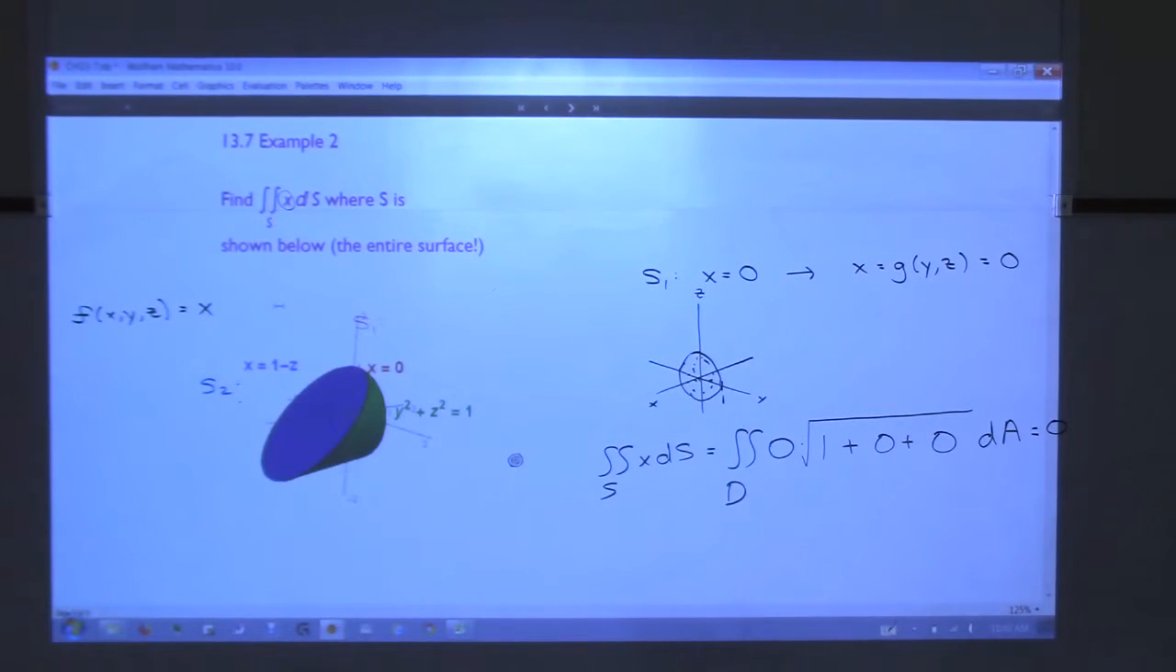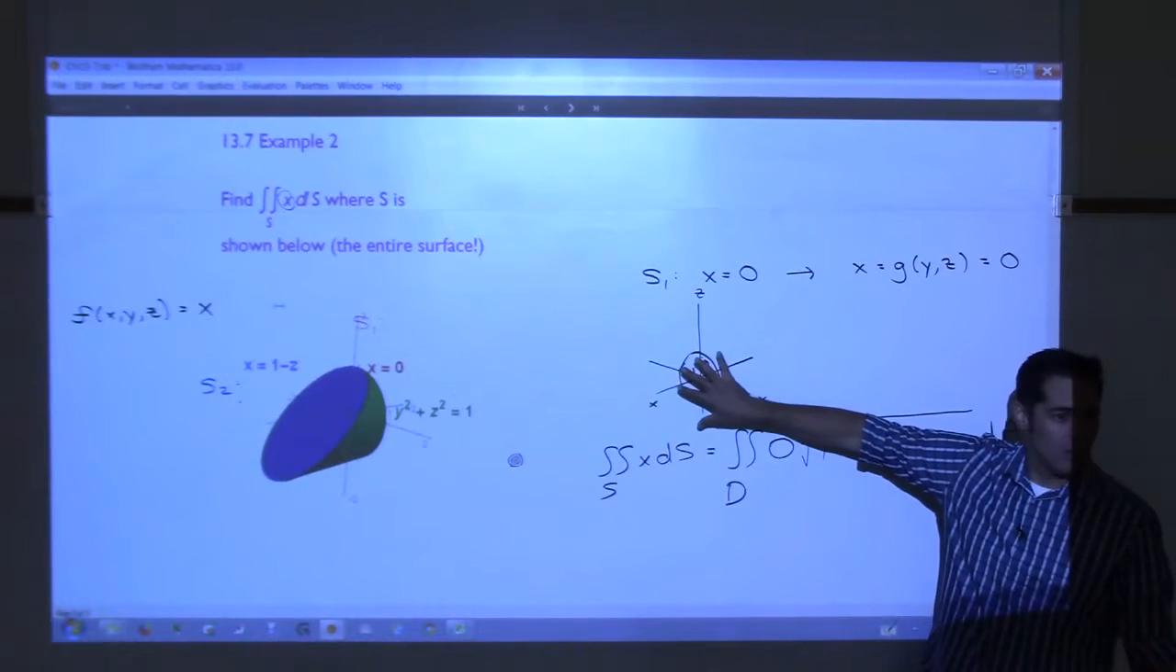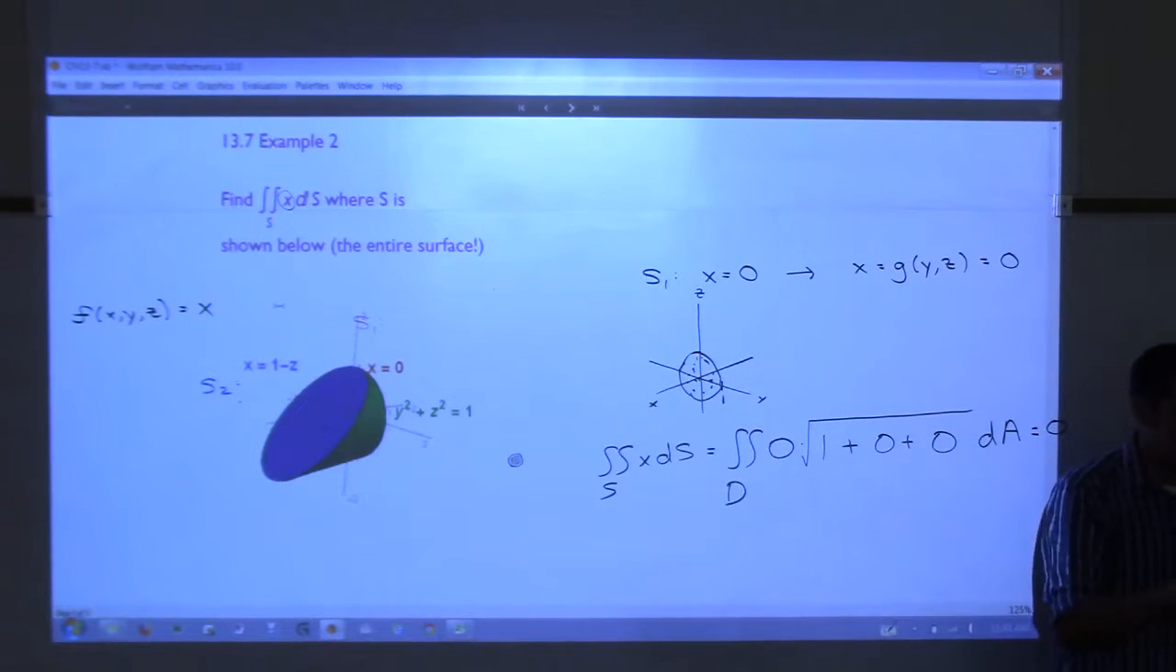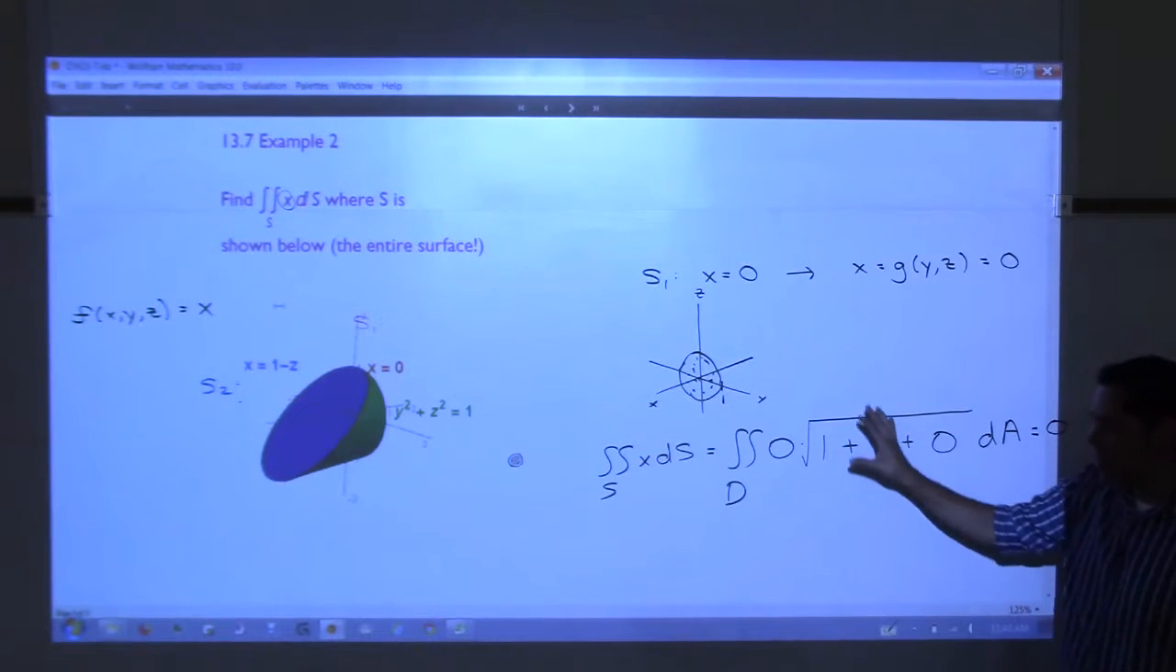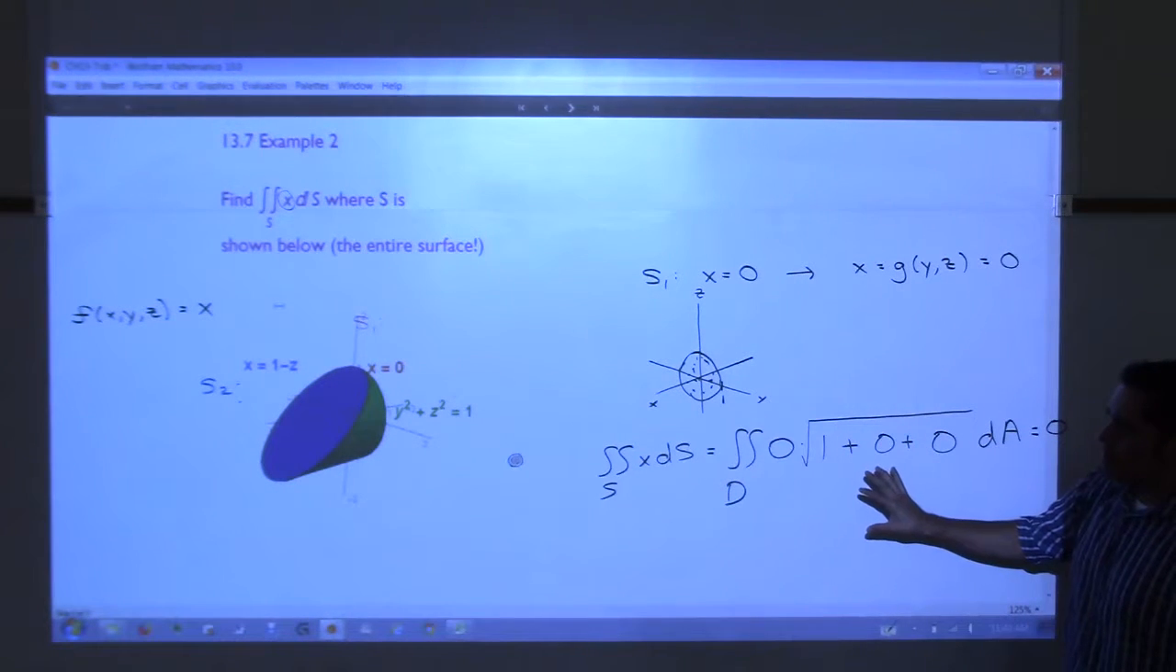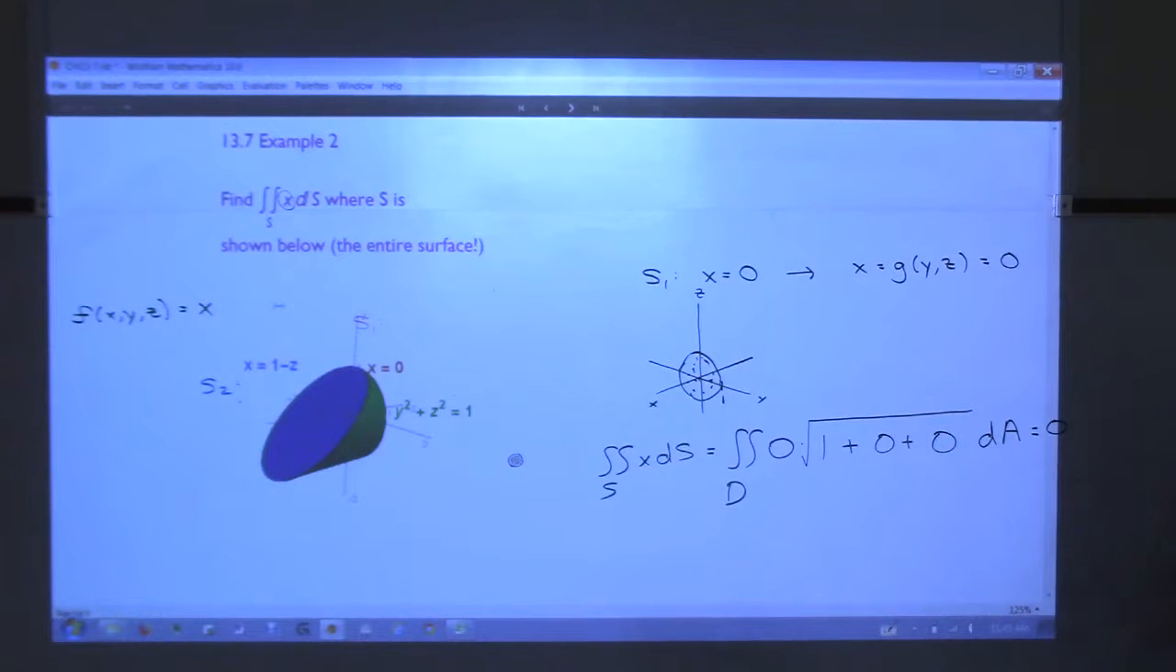Did you change it to UV? Change it to something. Y and Z. Polar. We would go to polar. This is a polar region. Now we're actually going to have to do that right now. I just wanted to see if you could start thinking about this ahead of time. Let's go after S2. All right. Over S1 we got nothing.